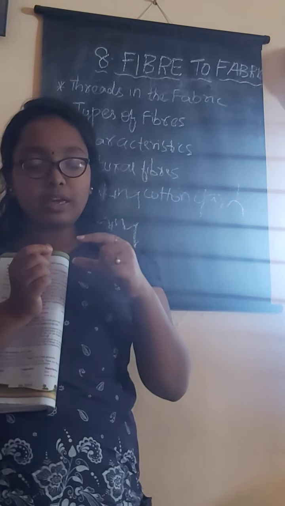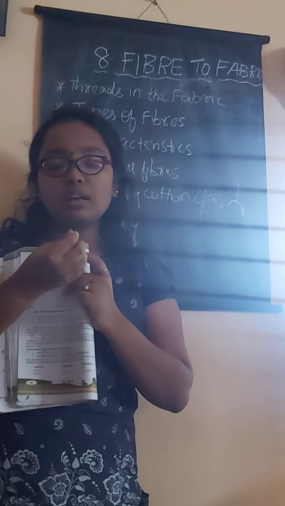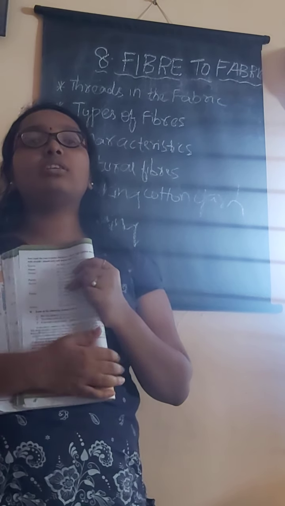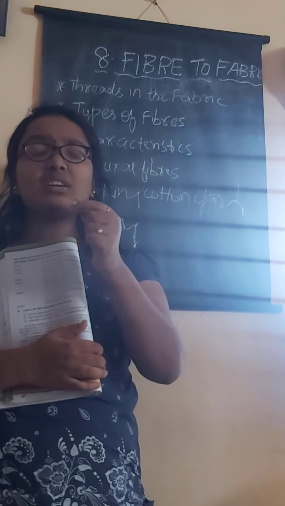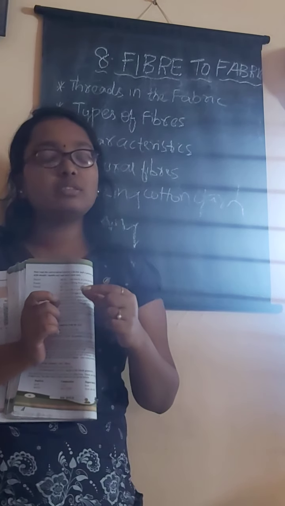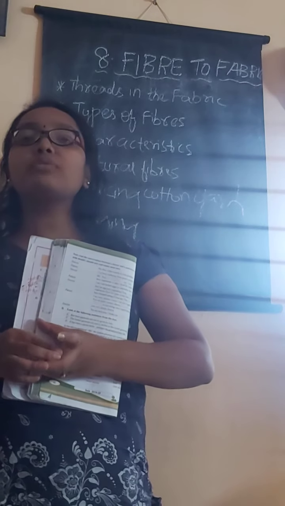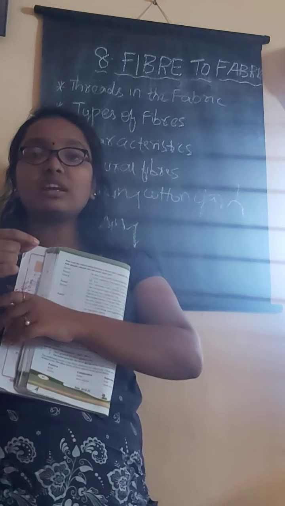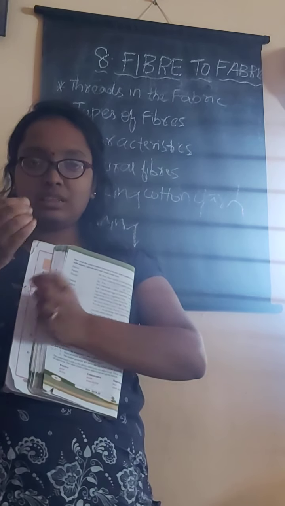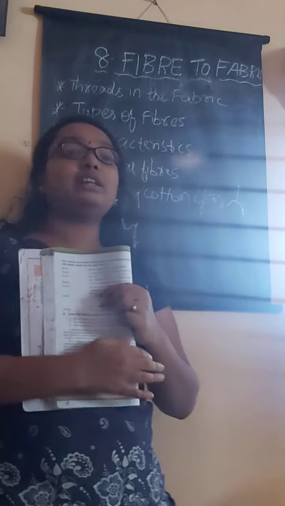If we carefully observe, and if the thread is not going in, we will wet the thread with saliva. By that we can put the thread into the needle very quickly. This is one of the properties: if we wet the thread, it becomes very thin, and we can put it into the needle.